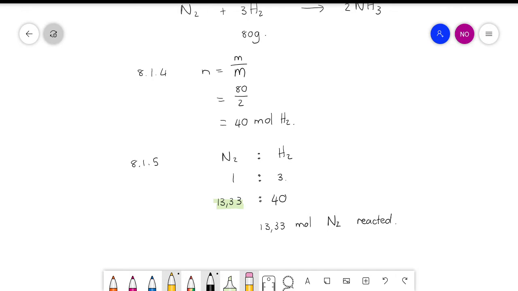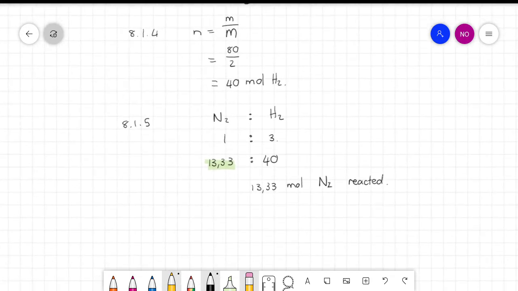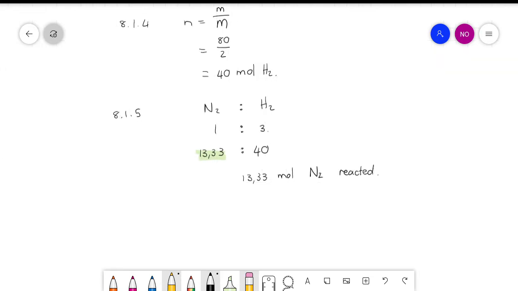Okay, so ek het net die 40 gaan deel deur 3. Het hulle my gevra hoeveel mol van die stikstofgas het gereageer? No, they asked for volume. So I'm going to use this equation.